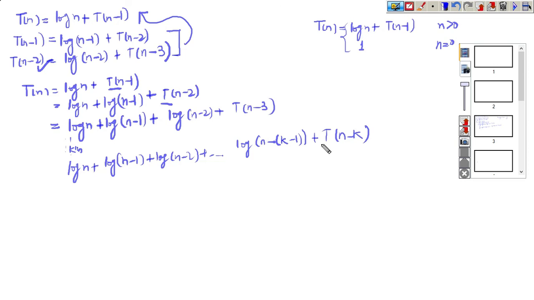Now we need to look at the exit point. This is going to stop. What we have seen here is that we keep on replacing this term. Now this term is going to stop when this becomes T of 0. If this term is replaced with 0, then it is going to stop. This is the exit condition. So we need to set n minus k equal to 0. That will give k equals n. So we are going to replace k with n to get the answer for this equation. So what we will get, let us put this value: log of n plus log of n minus 1 plus log of n minus 2.